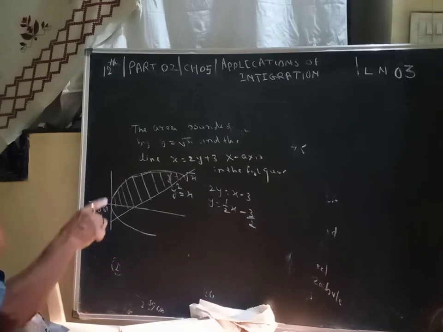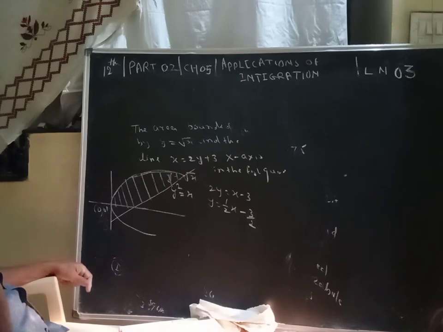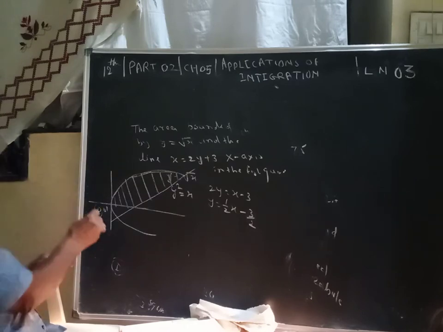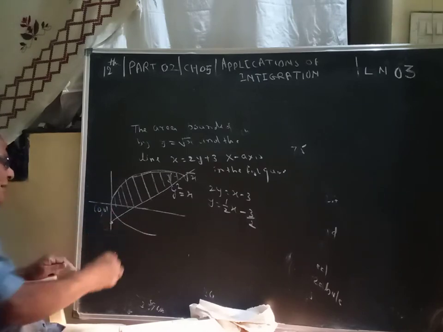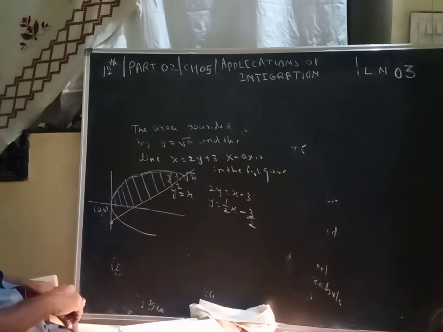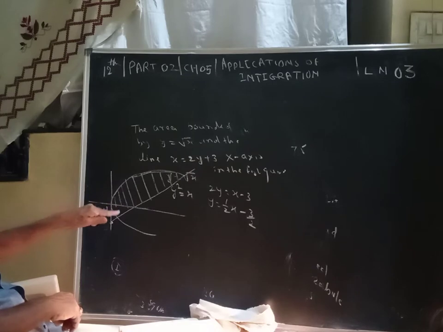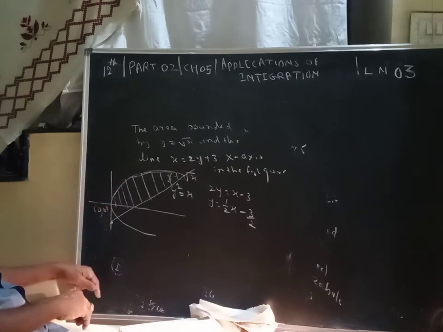Therefore, 2y is equal to x minus 3. So y is equal to 1 by 2 x minus 3 by 2. It is making an intercept of minus 3 by 2. हा जो इंटरसेप्ट आहे minus 3 by 2. आणि आपल्याला एरिया काढायचा आहे x ॲक्सिस इन द फर्स्ट क्वाड्रंट. हा एरिया याच्याशी काही गरज नाही. हा फर्स्ट क्वाड्रंट मधला एरिया काढायचा. मग कसं काय नाही गेला.